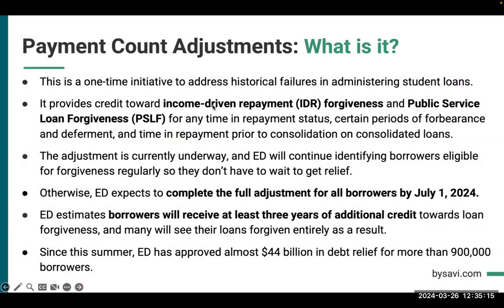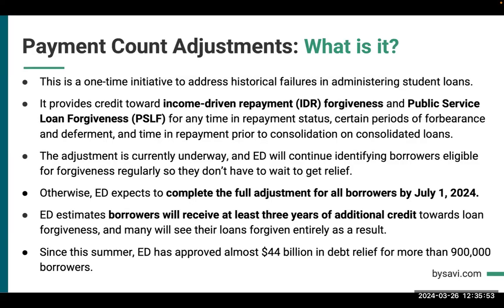All right, so payment count adjustments, what are these? These are a one-time initiative by the Department of Education to address historical failures in administering student loans. Essentially, they're going to review every federal student loan borrower account, and they're going to award credit towards either income-driven repayment forgiveness and or public service loan forgiveness for any time spent in repayment status, certain periods of forbearance and deferment, and time spent in repayment prior to consolidation on consolidated loans.